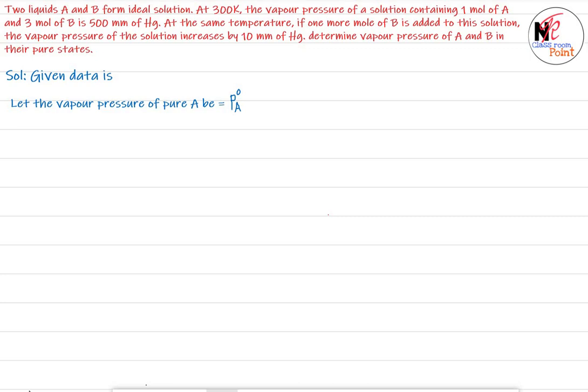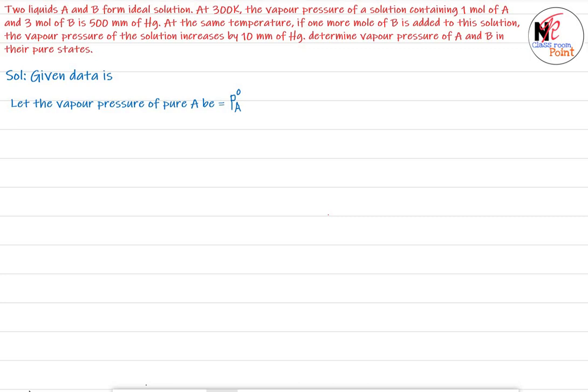So this question actually contains two parts. Initially they are taking 1 mole of A and 3 moles of B, and they found the vapor pressure of the solution is 500 millimeters of mercury. After some time at the same temperature, they add 1 more mole of B, and they observed the increase in the vapor pressure of the entire solution is 10 more millimeters of mercury. So our duty is to determine the vapor pressure of A and B in their pure states.